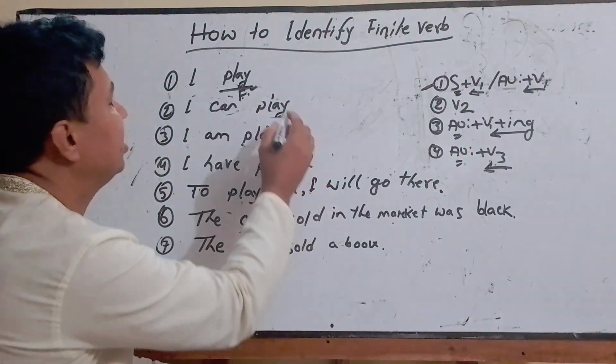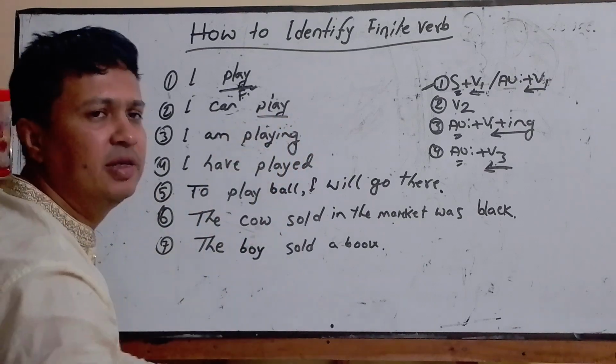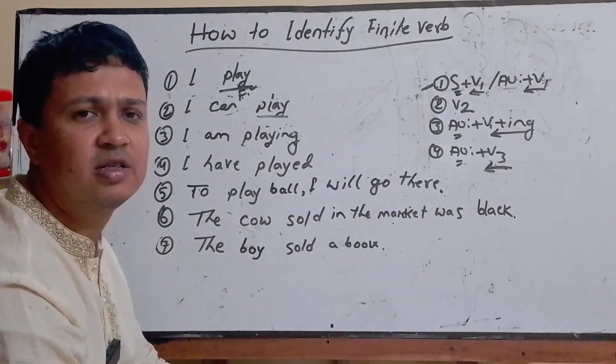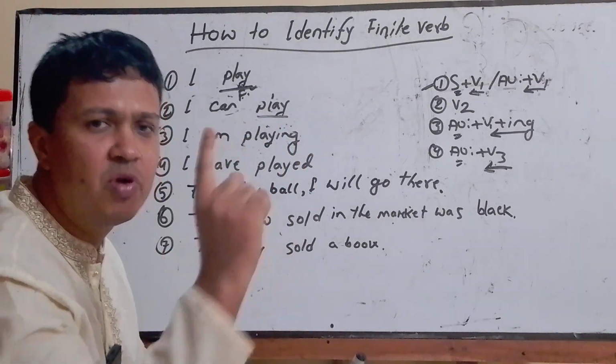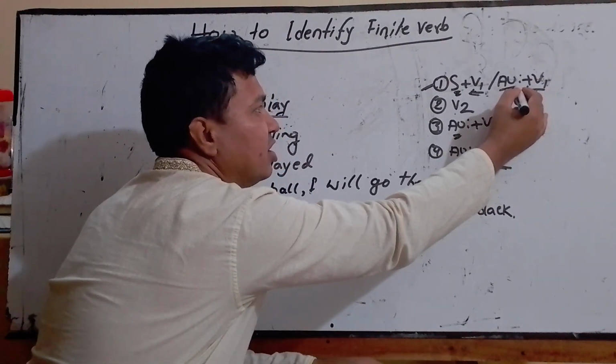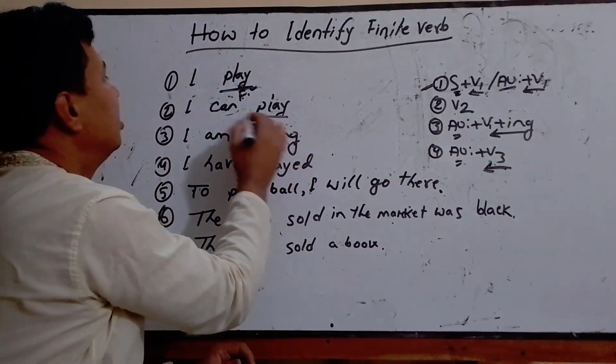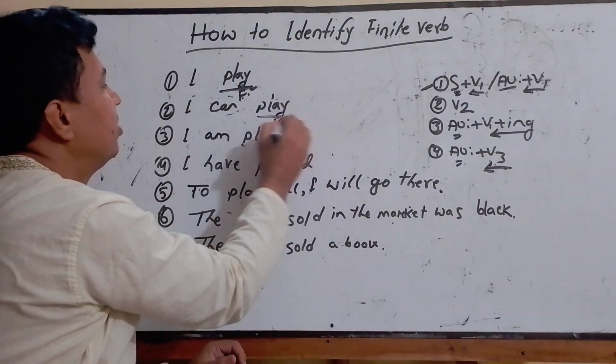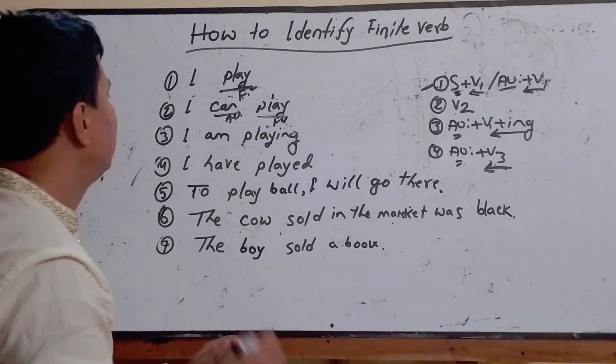Second rule, see here, "play" is a principal verb and you know this is the base form, that means V1 of any principal verb. And if you find any V1, if there is an auxiliary verb before the V1, it will be a finite verb. "Can" is an auxiliary verb.